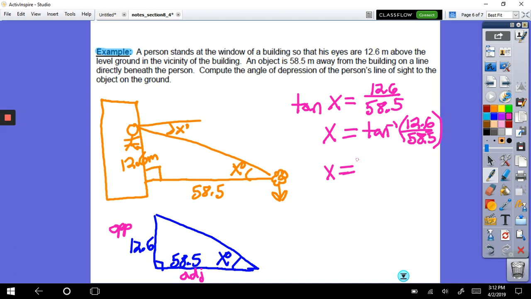All right, then put that in your calculator. Second tan button for inverse tangent. Hit second tangent. Make sure you put that in parentheses. You should get 12.2 degrees. Just remember, we're solving for an angle. All right.